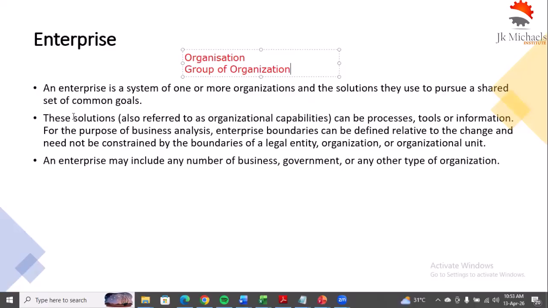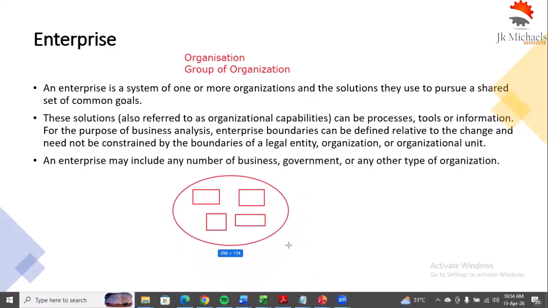So these solutions are also known as organizational capabilities, and they can be processes or tools or information. And we'll find ourselves, irrespective of the organization we belong to, working together when we are sharing processes, tools, or information. So these are several organizations working together, right? And then they are united by processes, tools, and information, and then we can define them to be an enterprise because they share processes, they share tools, and they share information, right?